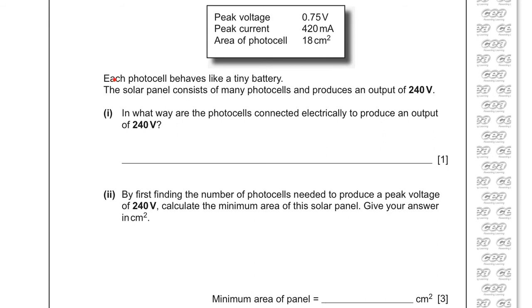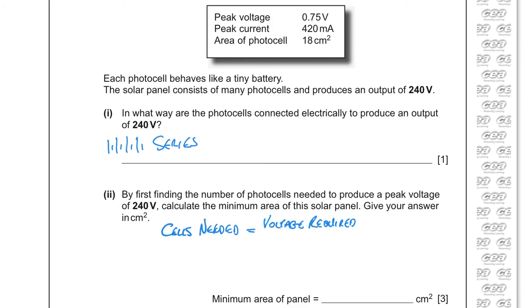So we're going to need to put those in series. If they behave like a battery, we can put batteries in series. Cells in series to form a battery. And if you put them in series, you should be able to get a higher voltage. And so that's what's going on here. So we need to see how many of them in this second part would be needed to get 240. So we need to think about how many cells are needed.